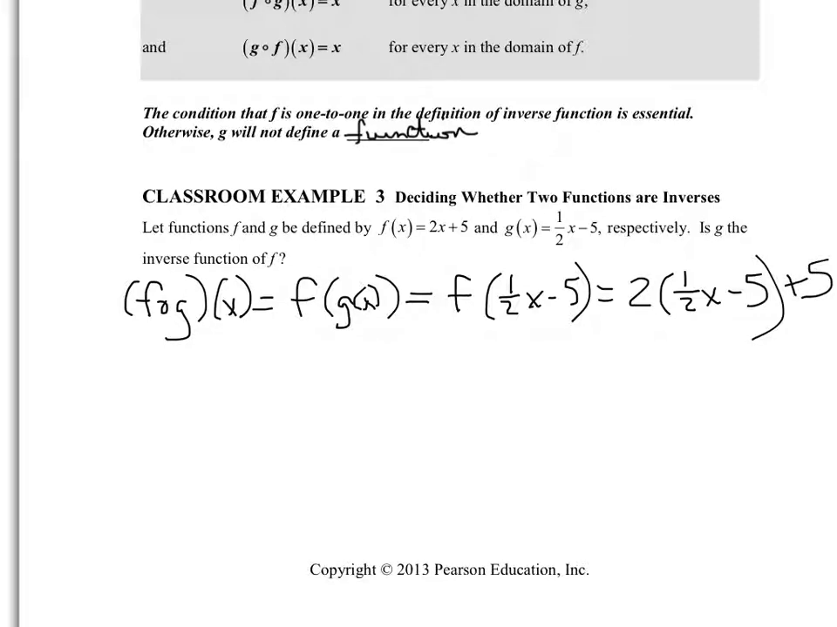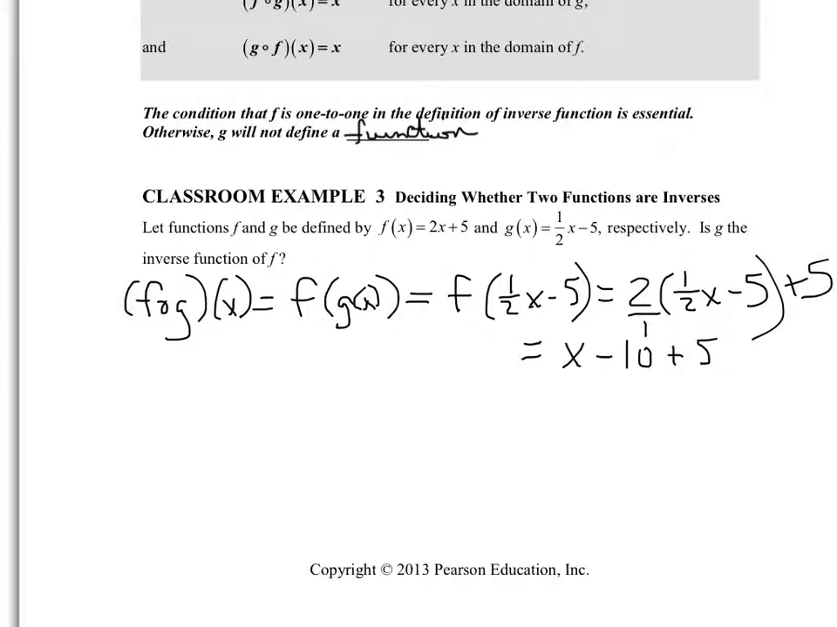Now, I need to simplify that. If I clean that up, I could think of this as 2 over 1. Use the distributive property. 2 over 1 times 1/2 x would just be x, because I would have 2x over 2. And then when I multiply 2 times negative 5, I would have a minus 10, and then I would have a plus 5 at the end.